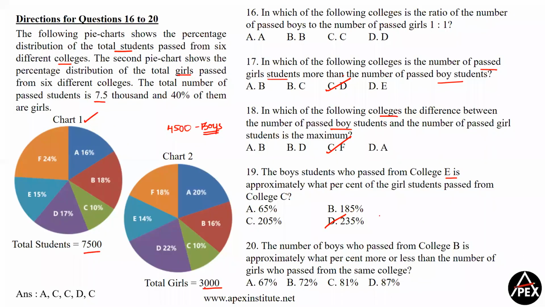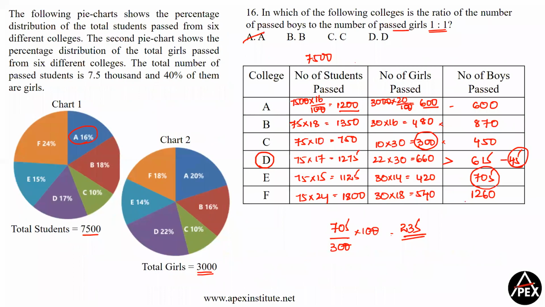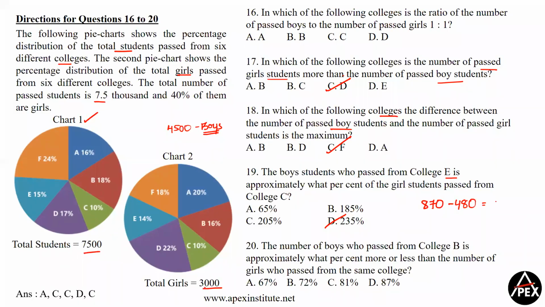Now the number of boys who passed from college B. The number of boys who passed from college B, so 870, is approximately what percent more or less than the girls who passed from the same college? So 870 minus 480. This is 390. Now we need to find the percentage. So what will be in the denominator? Will it be 870 or 480? Will it be number of boys or number of girls?